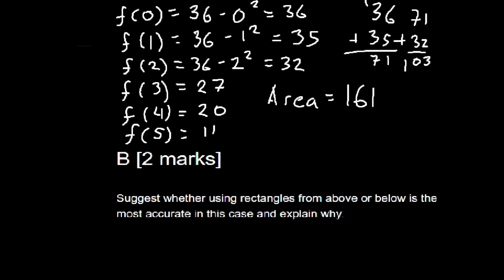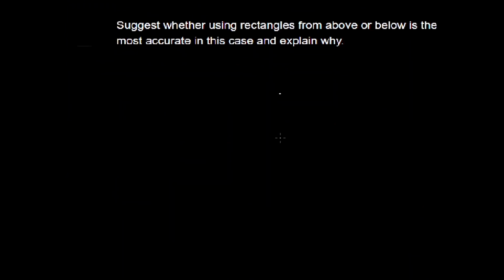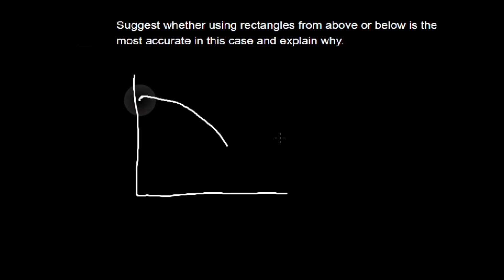But now what we've got to say here is, is it better to use the estimated rectangles from above or below? Let's take a bit of an example here. Let's use the very first bit, which looks like this. It's got this axis here, and we go down. And so for the very first one, we start here.